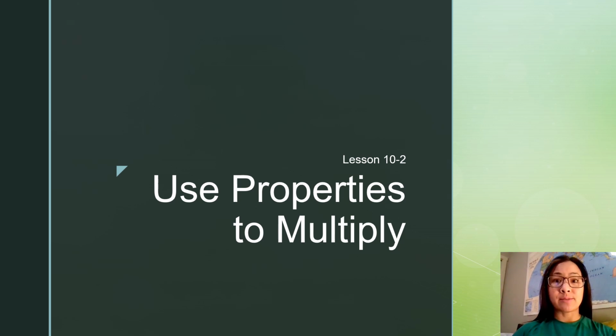We are going to be doing some more multiplication with numbers that are multiples of 10. In other words, you'll see a 0 in the ones place. This time we're going to be thinking about different properties of multiplication. I'll give you a little refresher in the next slide.